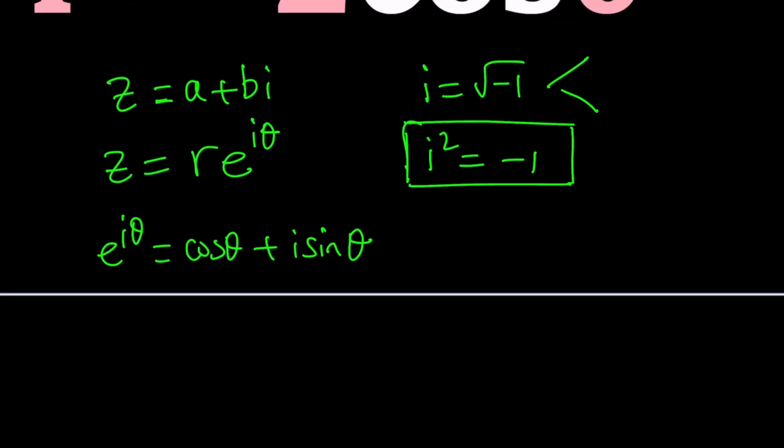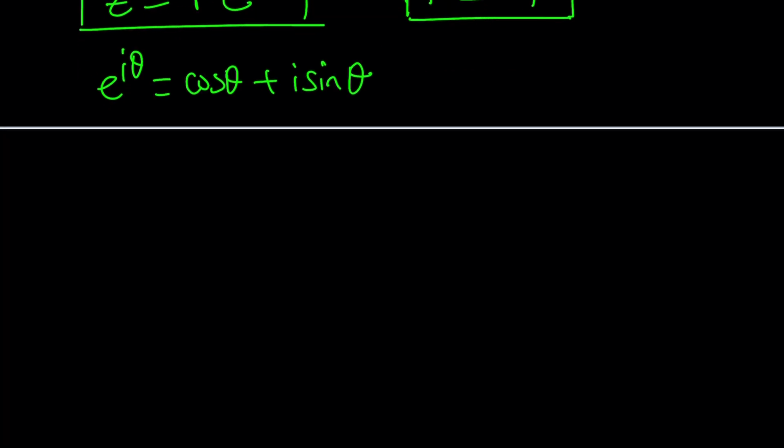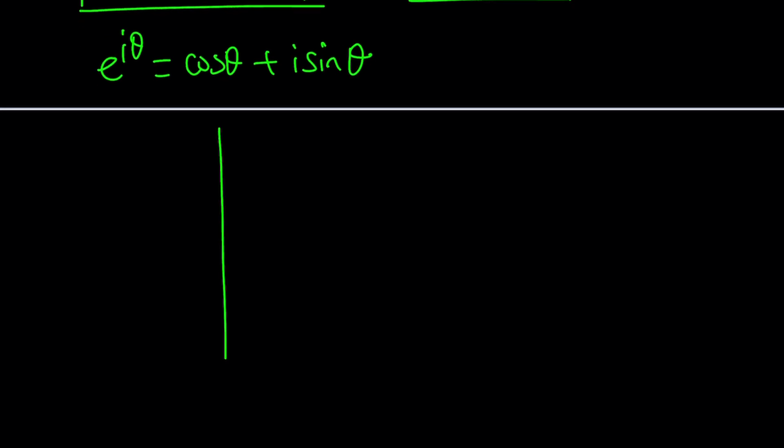But let's go ahead and focus on this now, because our locus problem is basically focused on r and theta. So what does this mean? We kind of need to talk about the complex plane, the Argand plane, and plotting a complex number. The Argand plane is just like the normal coordinate system. The x-axis is called the real axis, and the y-axis is called the imaginary axis.